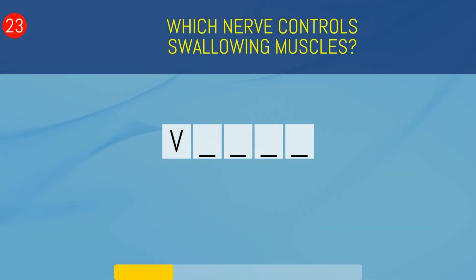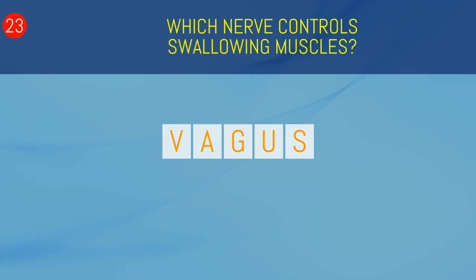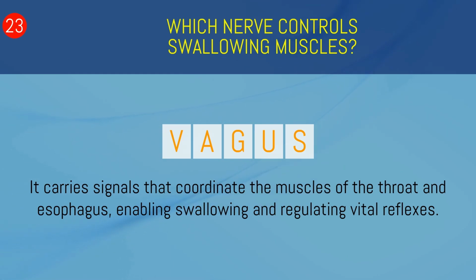Which nerve controls swallowing muscles? Vagus. It carries signals that coordinate the muscles of the throat and esophagus, enabling swallowing and regulating vital reflexes.